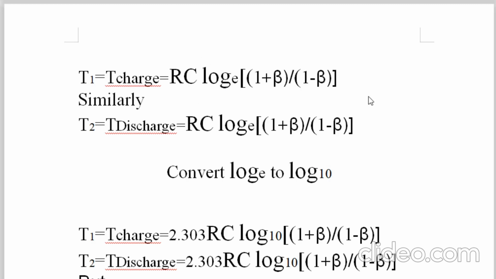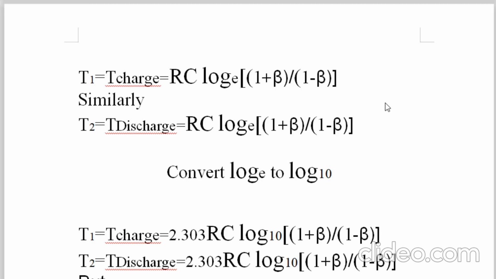Now where are R1 and R2? Here, beta is equal to R2 divided by R1 plus R2. So T charge is equal to RC log to the base e in square bracket, 1 plus beta divided by 1 minus beta. We have put it into a round bracket to avoid mathematical confusion.